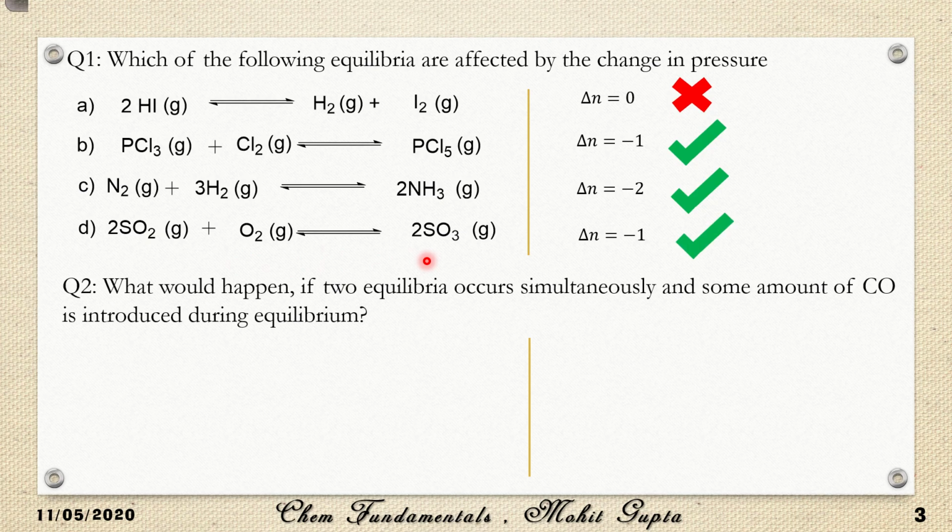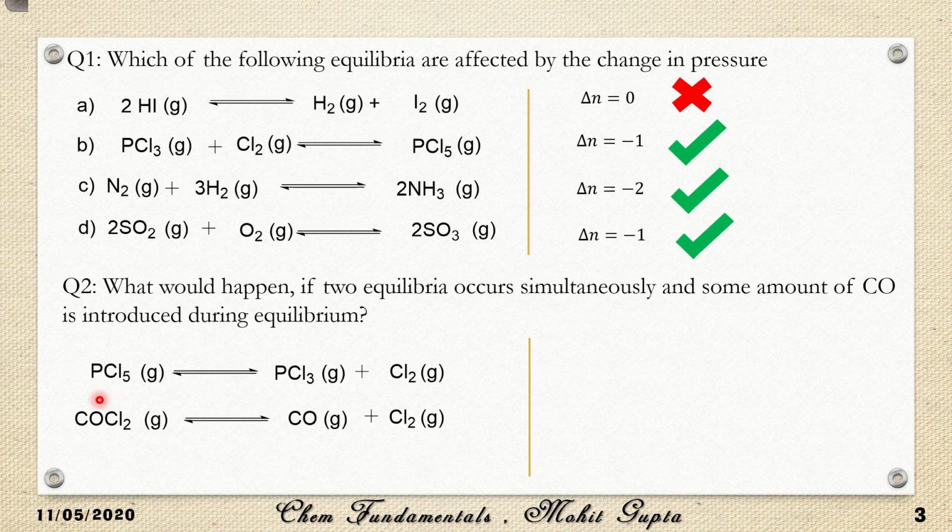Let's move to another question. What would happen if two equilibria occur simultaneously? We have two equilibria and they are occurring simultaneously. Two reactions are going in parallel and some amount of carbon monoxide is introduced during the equilibrium. So we have these two reactions: the decomposition of PCl5 which results in PCl3 and chlorine gas. This phosgene gas, COCl2, also decomposes to produce carbon monoxide and Cl2. So PCl5 and COCl2 both are decomposing to produce these three products, PCl3, CO and Cl2.